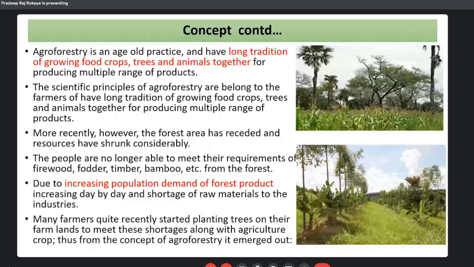And more recently, however, the forest area has receded, meaning there is shrinkage. More recently, however, the forest area has receded and the resources have shrunk considerably. The forest area is shrinking, being lost, and resources are also decreasing.